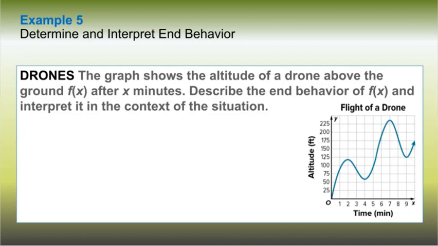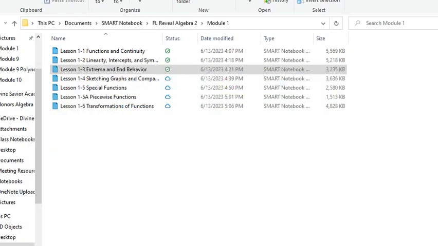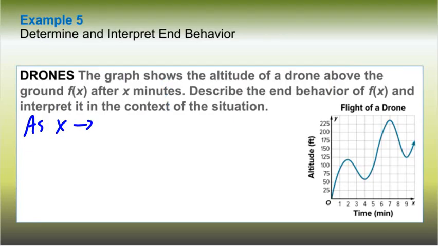Example 5, determine and interpret the end behavior. So from a word problem, it says the graph shows the altitude of a drone above the ground, f of x, after this. Describe the end behavior of f of x and interpret it in the context of the situation. So as x approaches positive infinity, my f of x approaches positive infinity.